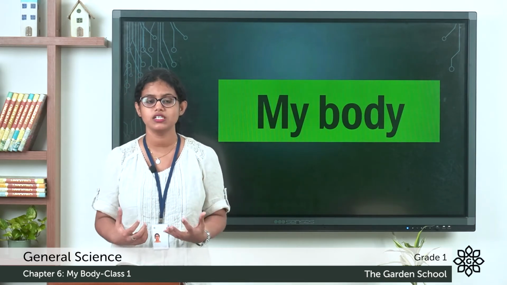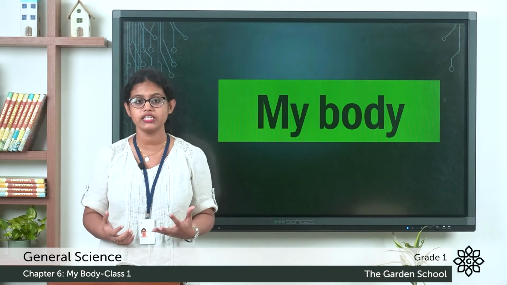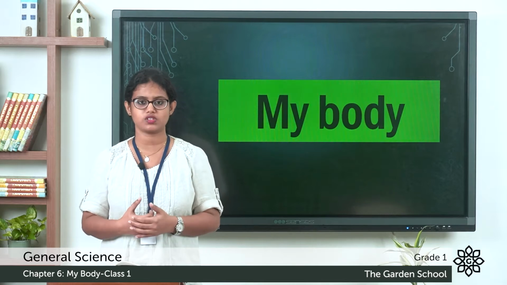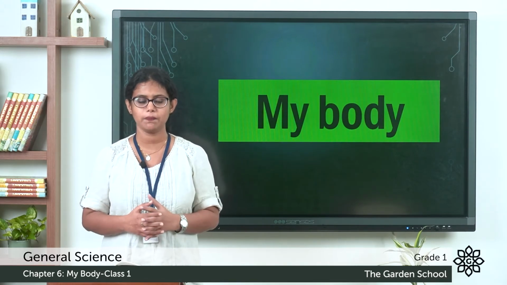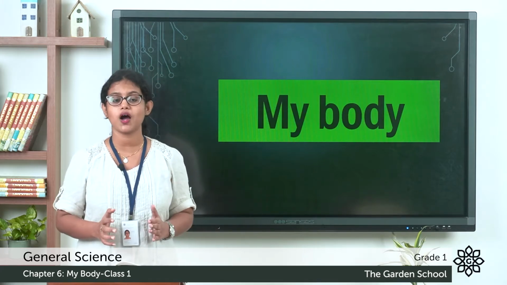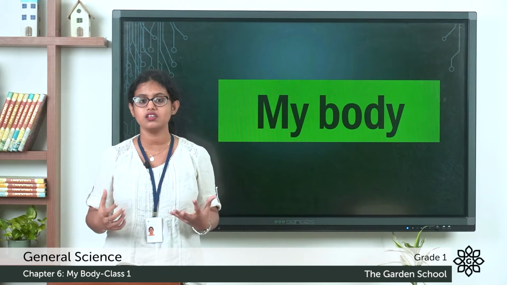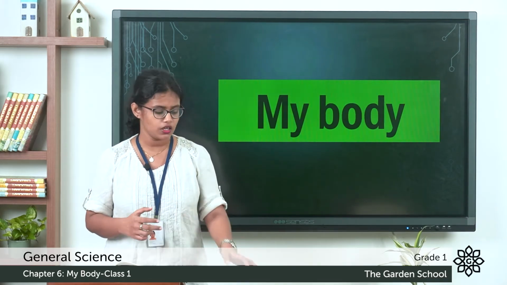So this rhyme tells about the different parts of the body. Our eyes, our hands, our fingers, our thumb, etc. So you can also sing this rhyme and send it to me. Okay. So this rhyme tells about different parts of the body. The eyes, ears, nose, thumb, fingers, etc.